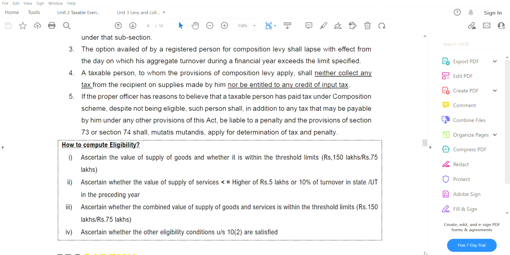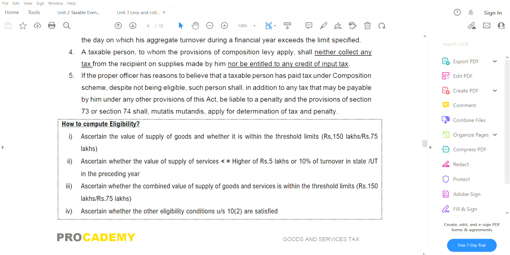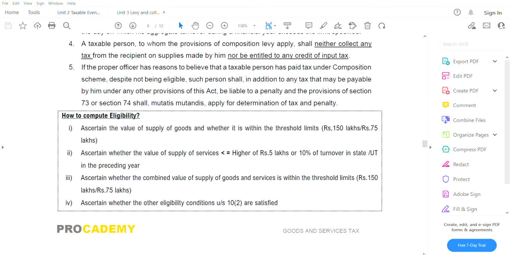Okay, so how to compute eligibility? This box is given. Please remember it. Next class I will take some questions from the RTP, last 1 or 2 attempts RTP. When this amendment came, they brought in some questions. We look at those questions in the next class.